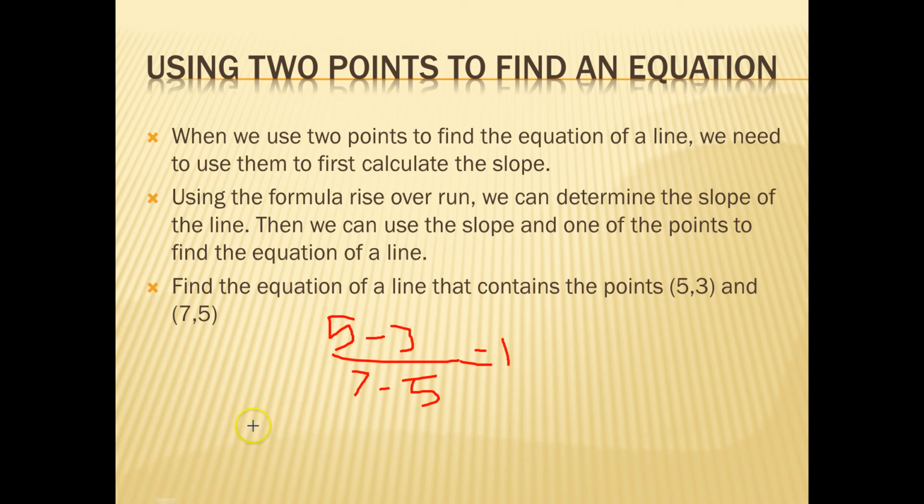So let's use the point 5, 3, so y equals mx plus b. We can substitute 3 for y, 1 for the slope, 5 for x, and we don't know what b is. So doing this, we'll find out that 3 is equal to 5 times 1 plus b. We subtract 5 from both sides, so negative 2 is equal to b. So the equation of the line is y equals x minus 2, as the slope of the line is just 1.